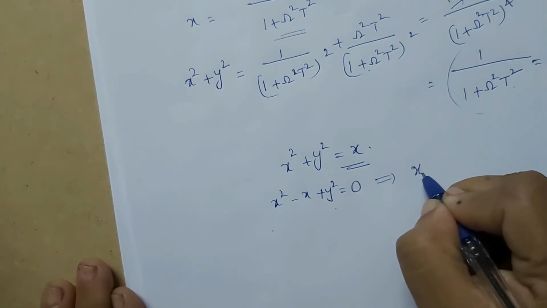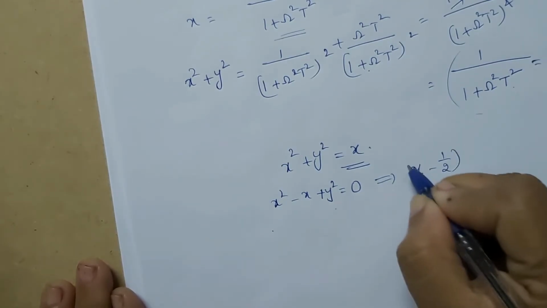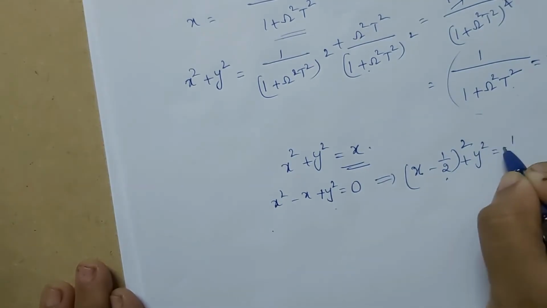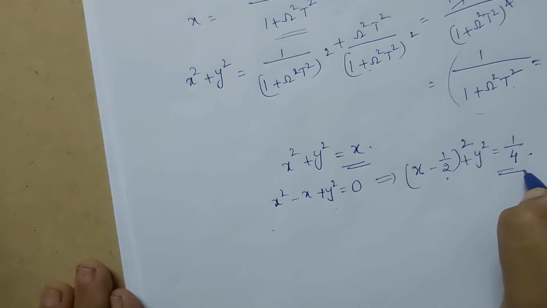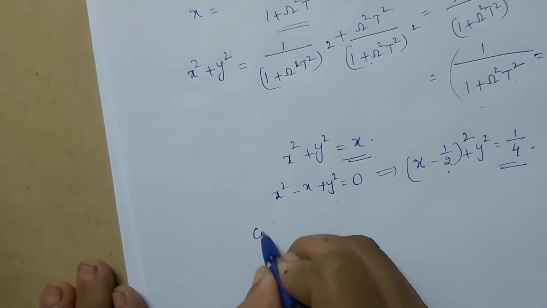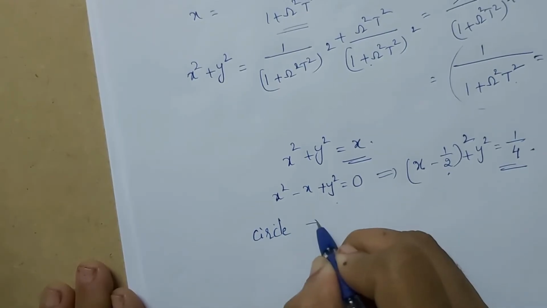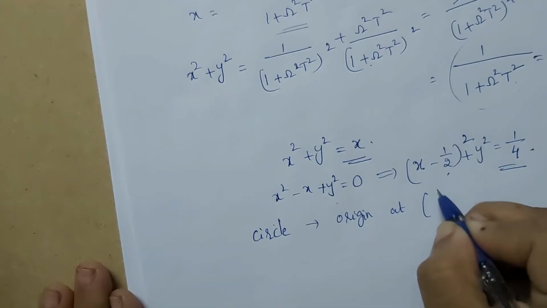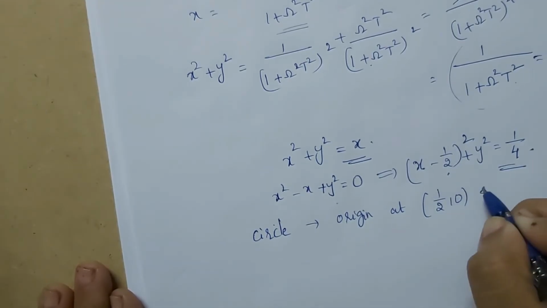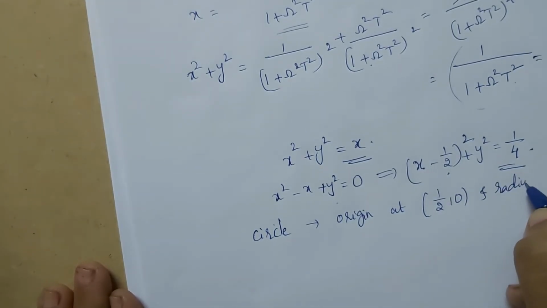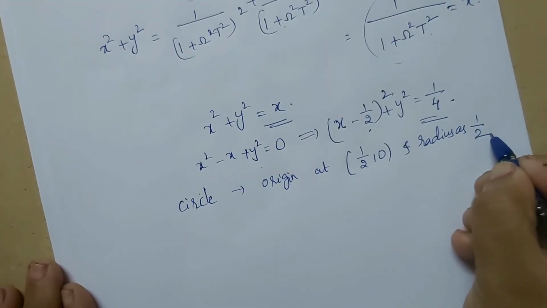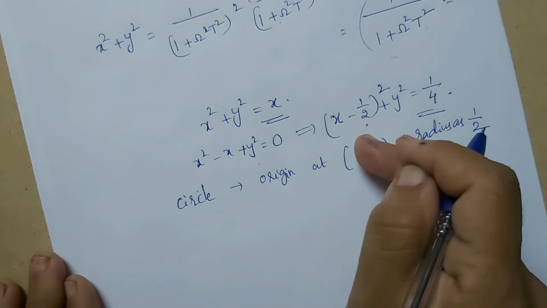This can be written, after factorization, as (x minus 1/2) whole square plus y square is equal to 1/4. So this will be a circle having its center at (1/2, 0) and radius 1/2, as this is the circle.